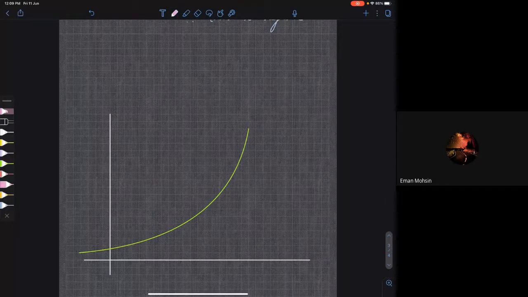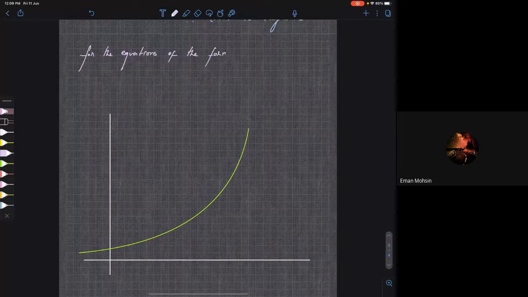So till now, for equations of the form y equals mx plus c, we get a straight line.